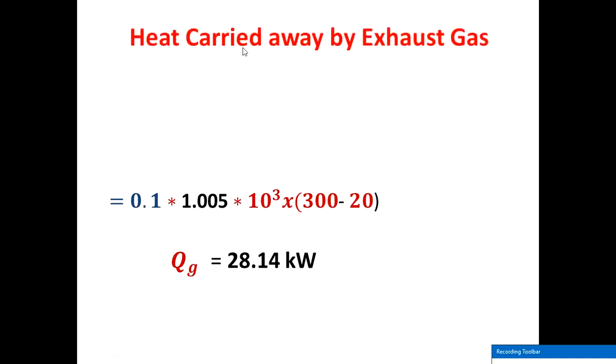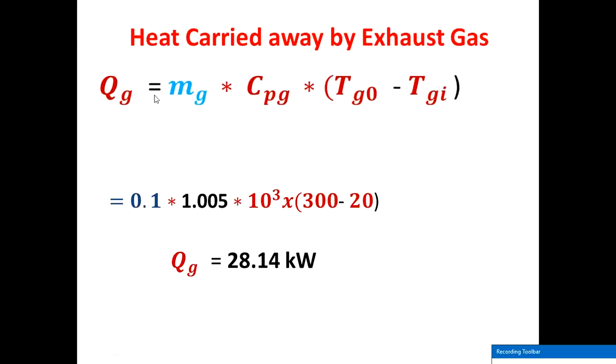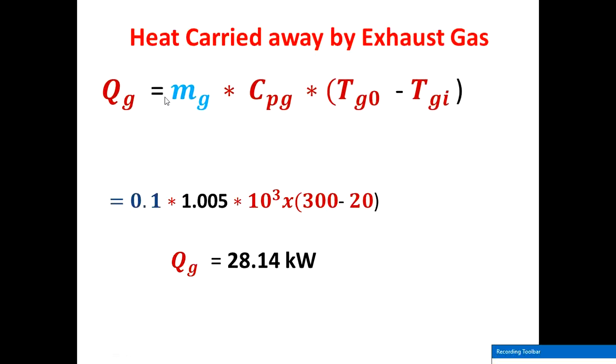Next, similarly, the amount of heat energy carried away by the exhaust gas is mass of gas times Cp of gas times Tgo minus Tgi. The Cp of gas is not given, so you want to assume this value to be 1.005. Keep in your mind you want to get this in terms of kilowatts. That's why it is supposed to be multiplied by 10 to the power of 3.